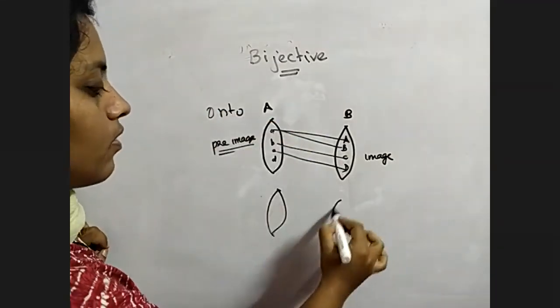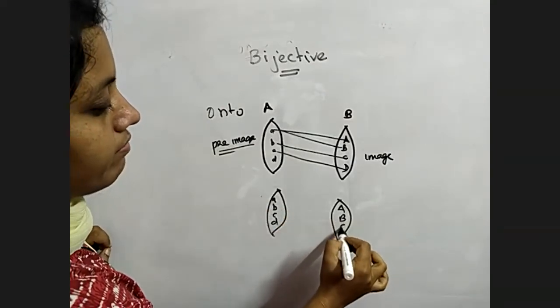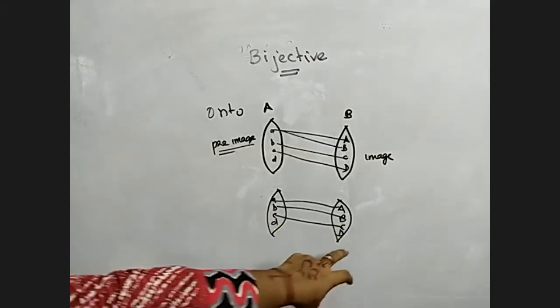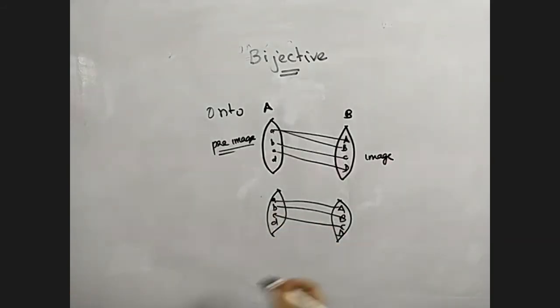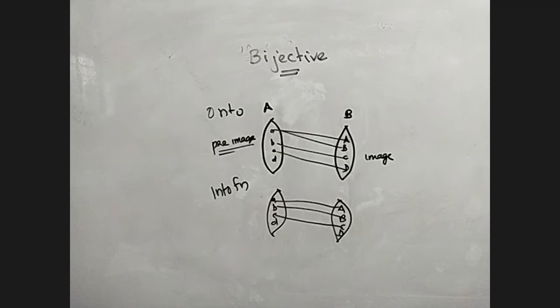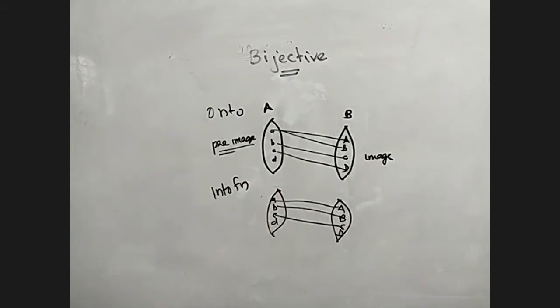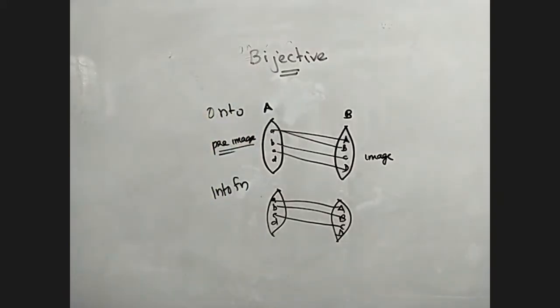Now, this capital D is not having any pre-image, no? No pre-image is present. So it is into. Understood? Everything should have a pre-image, which means onto. If anything is not having a pre-image, it means into. Clear? Is it clear, Anas? Onto and into.